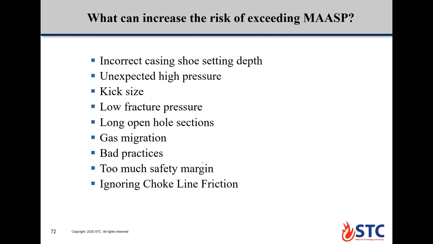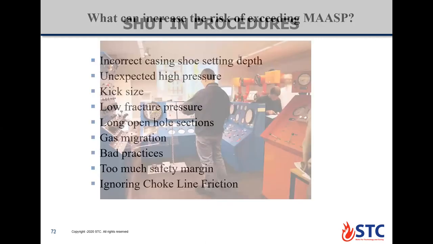If you have bad practices, for example, while circulating out a kick, you close the choke completely or something like this, so you add more pressure to the whole system, so you're gonna fracture the formation and exceed the mass. If you have too much safety margin as overbalance, okay, this is also a risk of exceeding mass. Also if you're ignoring the choke line friction.